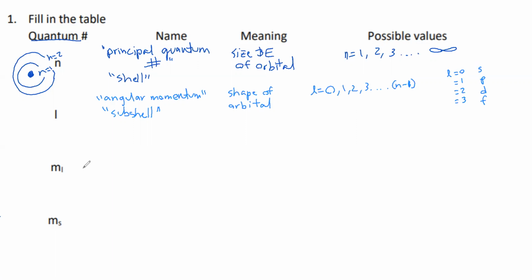All right, next doing m_l. m_l is known as the magnetic number. And the names aren't super important, but the meaning is. So m_l will tell us the orientation of the orbital.